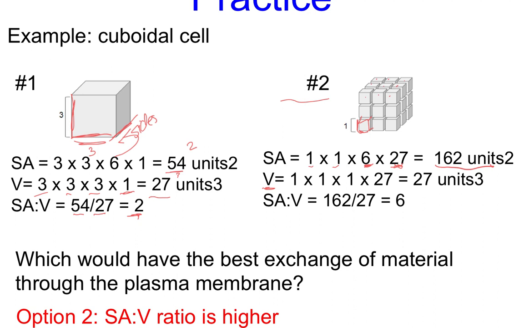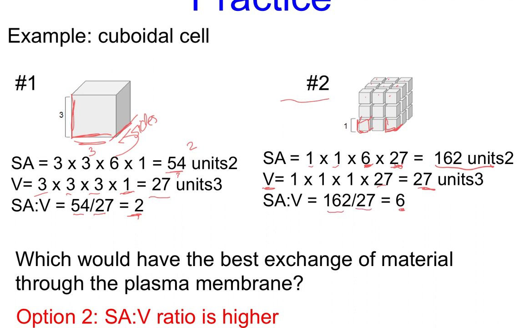Volume is identical to how we calculated on the first cube. So you're just calculating it for the 1. So length times width times height, 1 times 1 times 1, and 27 cubes, units. So that's 27. 1 times 1 times 1 times 27. You divide those two numbers, you put them as a ratio, 162 to 27, and that gives you 6.